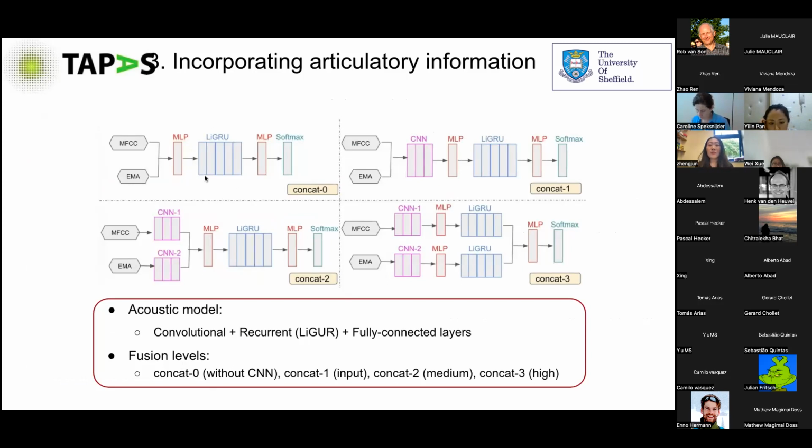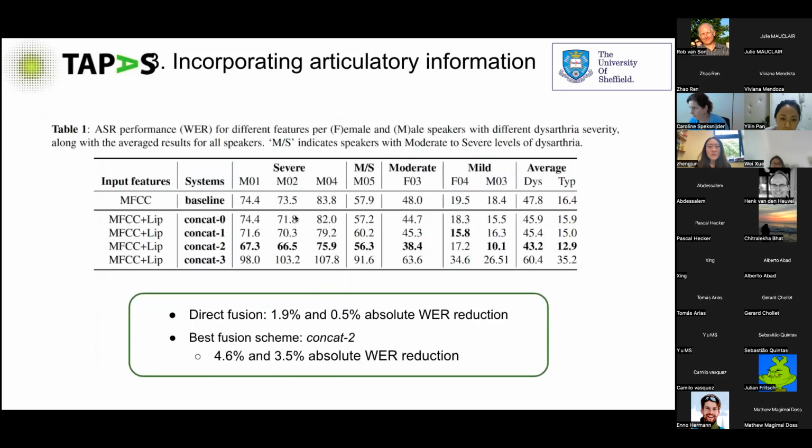The first one is without CNN, just simply combining them. The second is adding some CNN layers. The third is concatenating them at the medium level, and finally concatenating them at a higher level, the level before the MLP but after the LHGRU layer. The results show that directly fusing these two features can give a 1.9% word error rate reduction.